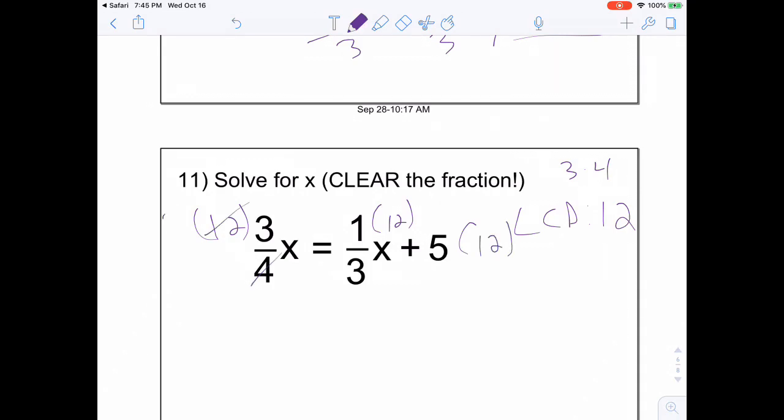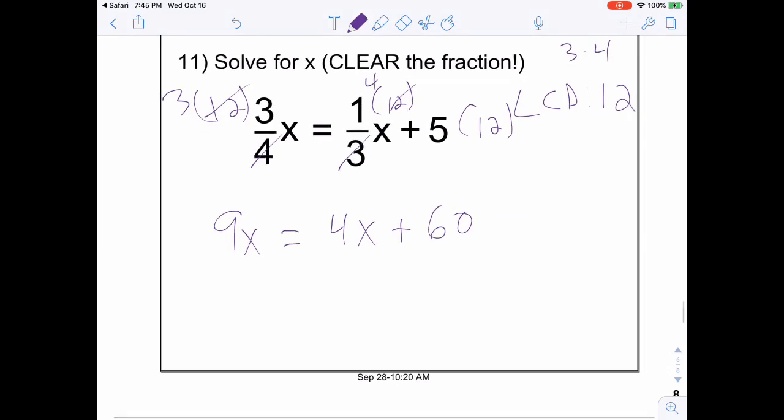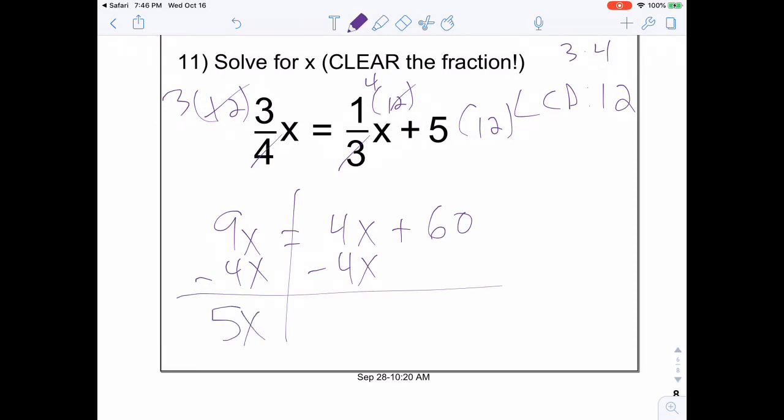4 goes into 12 3 times, so that gives me 9x. That equal sign gets brought down. 3 goes into 12 4 times, so that gives me 4x. And 5 times 12 is 60. Again, now I have a two-step equation. I subtract 4x from both sides, giving me 5x equals 60, and I divide by 5. X equals 12.